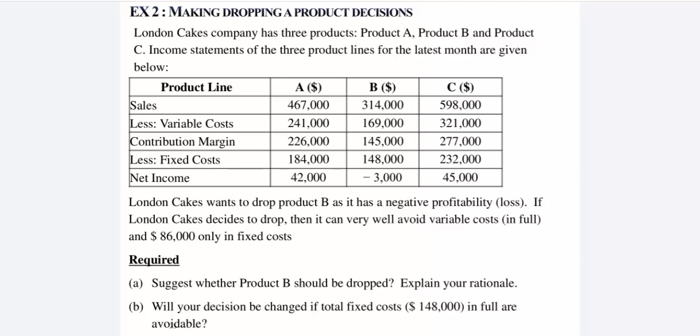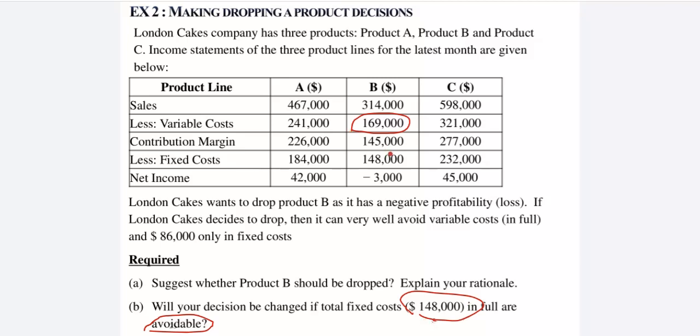Okay, what is the second requirement? Yes, will your decision be changed if the total fixed cost اللي هي $148,000 in full are avoidable؟ بيقول لي طيب لو ايه رايك قرارك ممكن يتغير لو كل الفيكسد كوست هي كمان تبقى avoidable؟ اقول له ثواني احسب لك, wait and see. يبقى I have to calculate the new numbers. يبقى what will be avoided in this case: those variable cost اللي هي 169 and the total fixed cost. يبقى variable cost with total fixed cost.